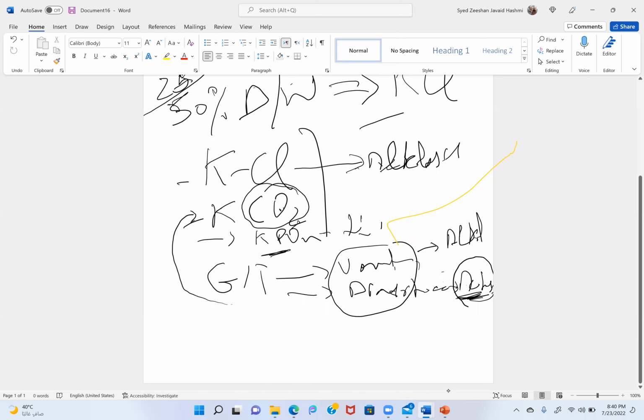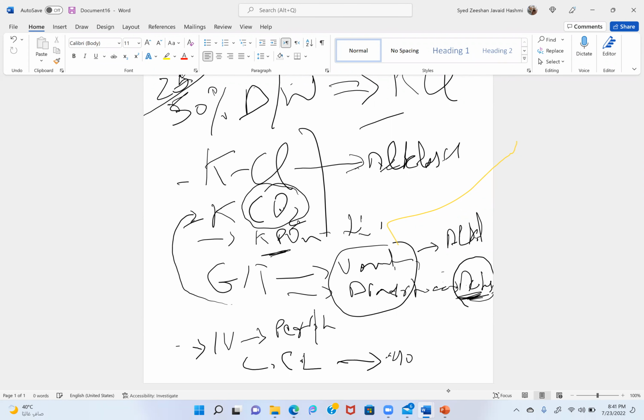And IV, either through peripheral veins, it is very irritant, or through a central line. Through a central line you can give slightly higher, up to 40 milliequivalent per liter, or maximum per hour, and here up to 20 milliequivalent per hour, because it is irritant. Okay, so these are just basic things.